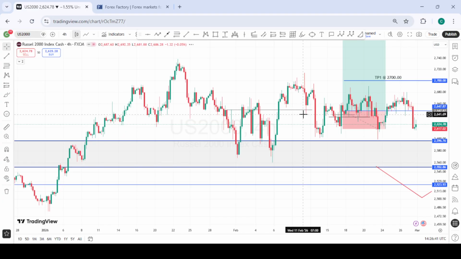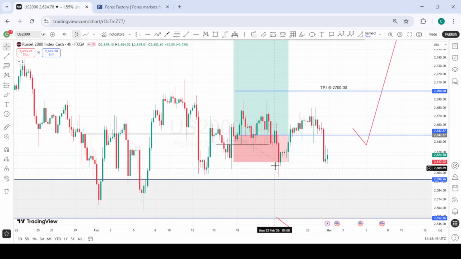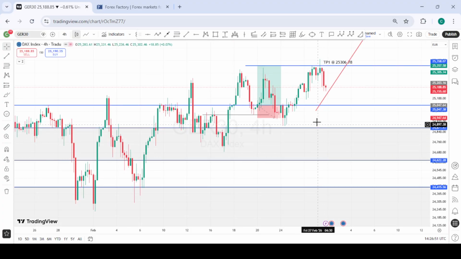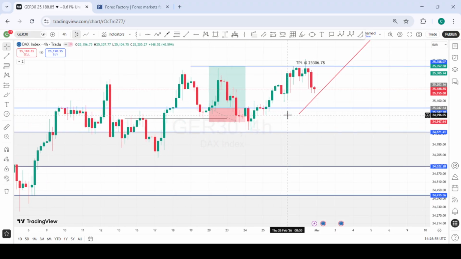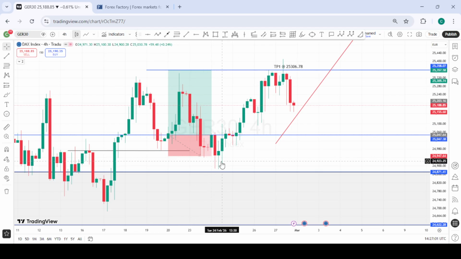This is US 2000 or Russell 2000. This trade actually hit our SL right here and it took us out, so this was a loss, and this also was a loss. German 30, sorry, it was a break-even trade. Yeah, so we broke even around here. Price was almost hitting the TP and then it reversed. Later took us out and then went back to the TP again. So this trade was a break-even trade.